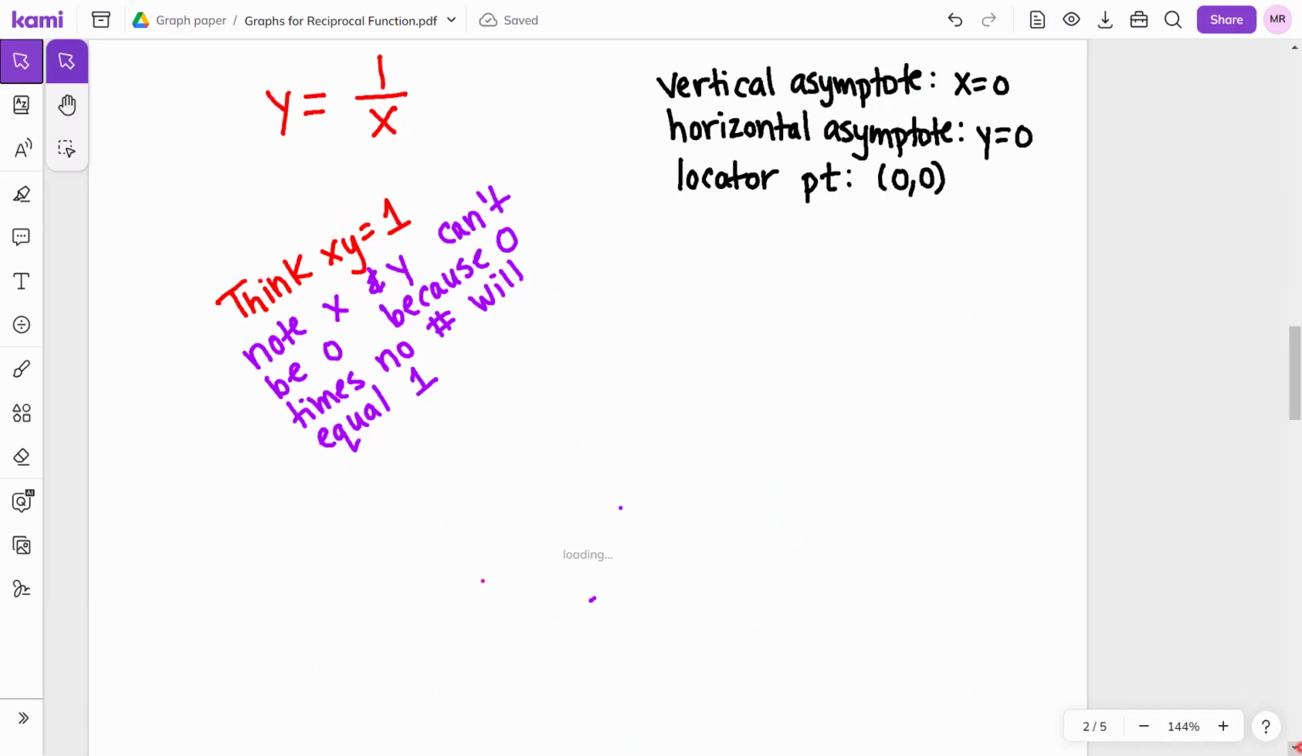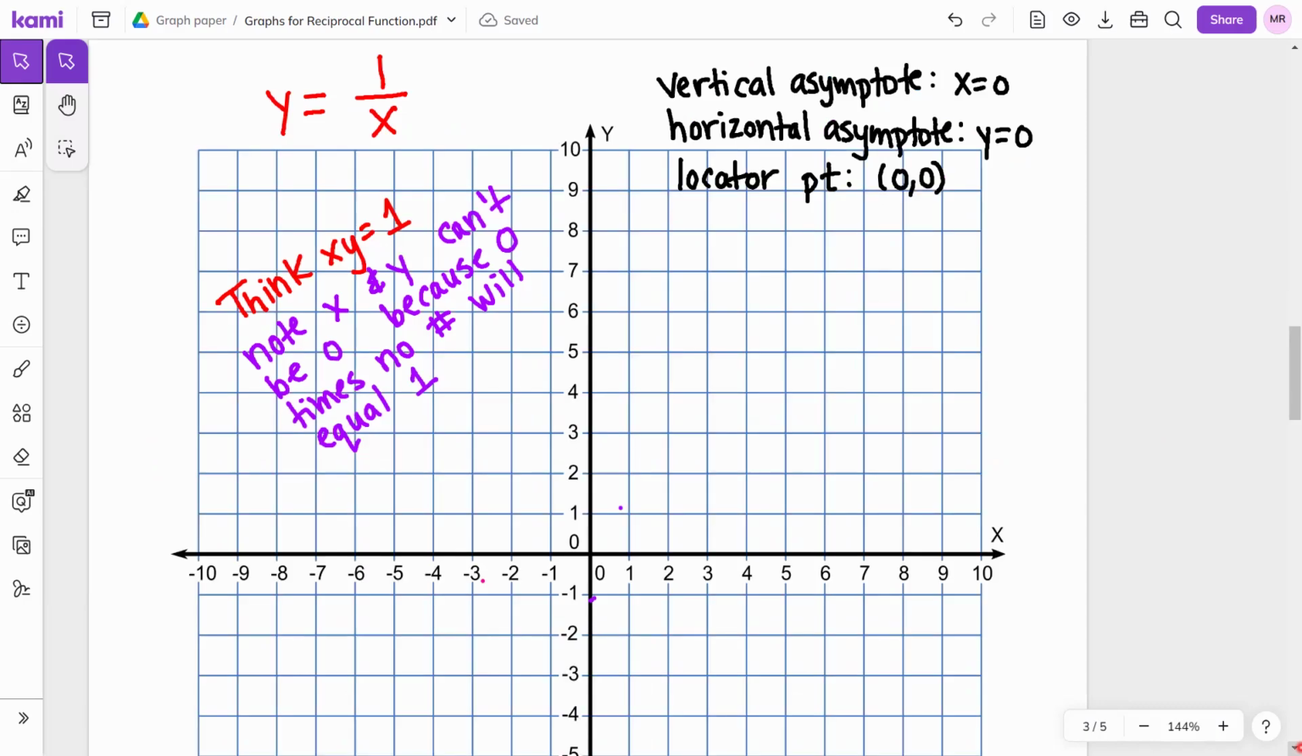So the ones that we're going to see a lot of are going to actually be having a 1 on top. So we're going to have a vertical asymptote at x equals 0. We're going to have a horizontal asymptote at y equals 0, and our locator point's going to be at 0, 0. Because really, I'm trying to think of two things that multiply to 1. And again, 0 times nothing is going to get me a 1, and same with the y. So my x and my y cannot be 0. So I am going to have a locator point at 0, 0, okay, at 0, 0.